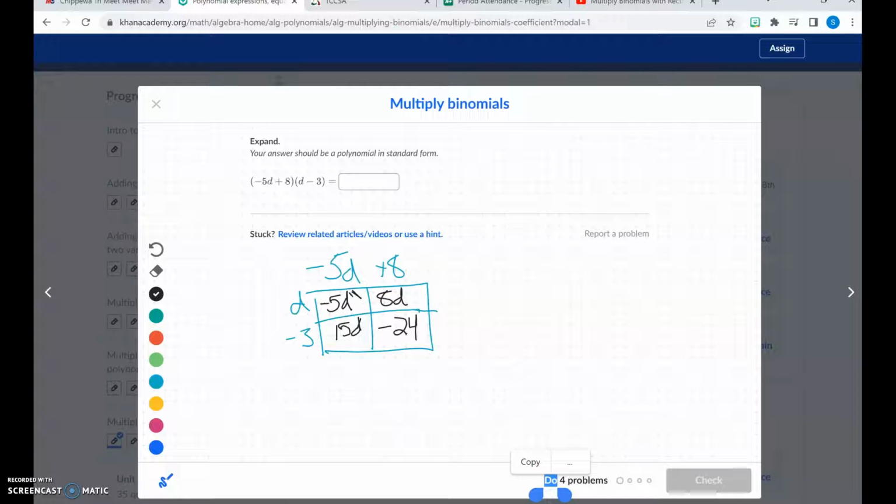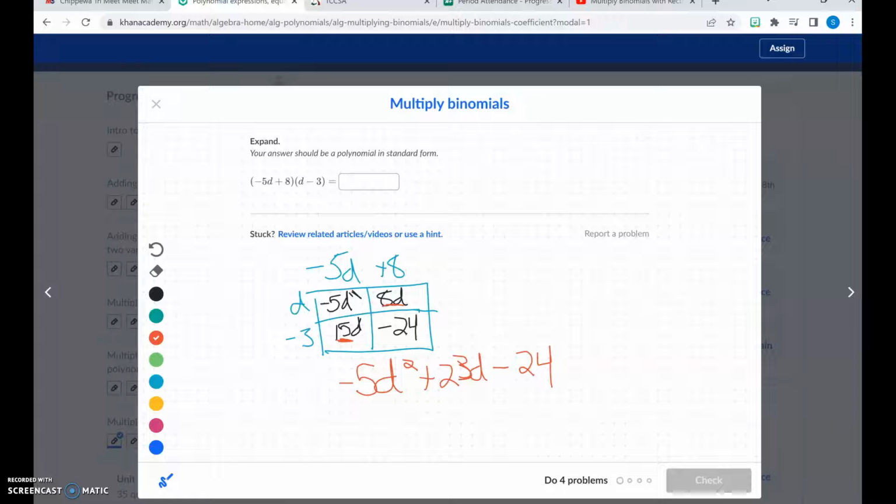Okay, so then from there, I'm just going to combine my like terms. It's always these middle ones here. 8d plus 15d would be 23d. So in my answer, I'd have negative 5d squared, 8d plus 15d is plus 23d, and then I have a minus 24.